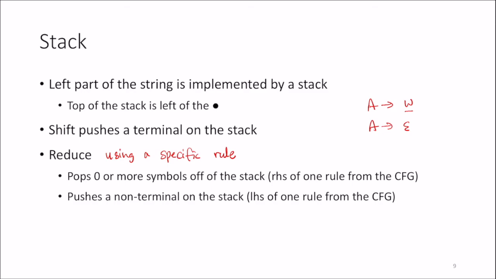And when I do a reduce, I take off from the stack the same number of symbols as the length of this right-hand side. So in this case, it would be 0. In this case, it would be the length of this string of terminals and non-terminals on the right-hand side of this A, and I pop them off the stack first. I remove them, and then I push a new symbol onto the stack, which is the left-hand side, or some symbol representing the left-hand side of the rule. So in this case, I would pop W off the stack, and then I would push A onto the stack, because that's the left-hand side of that rule.